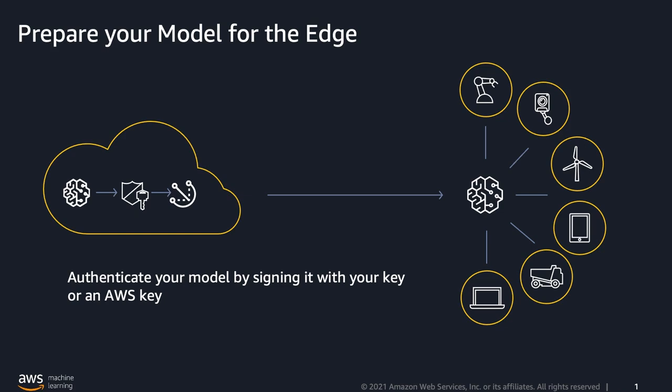In this video, I will demonstrate how you can create a deployment package of your model with the SageMaker Edge packager. The package signs the model using either customer supplied keys or AWS keys so that the Edge agent can verify that the model has not been tampered with before loading it into the runtime.